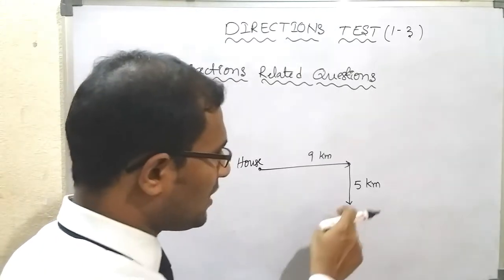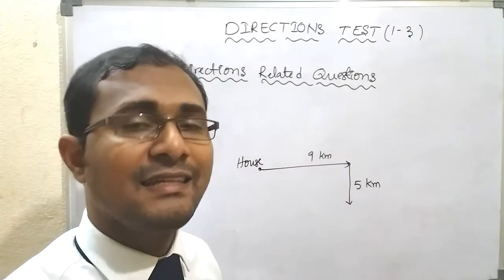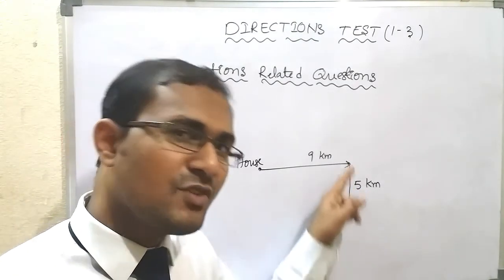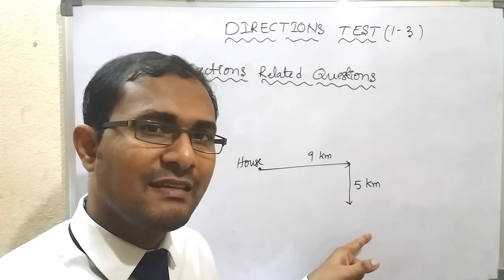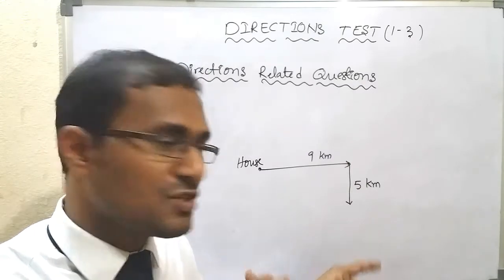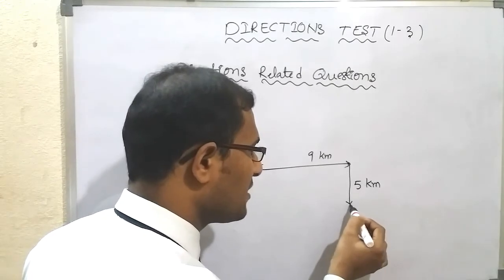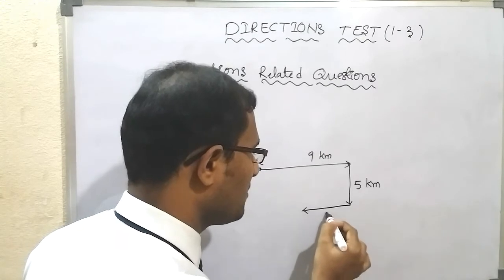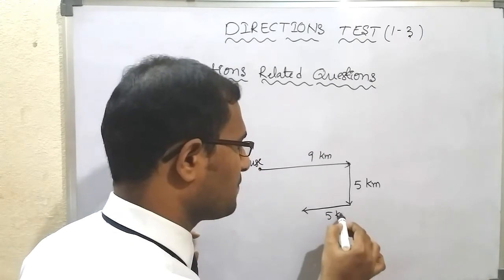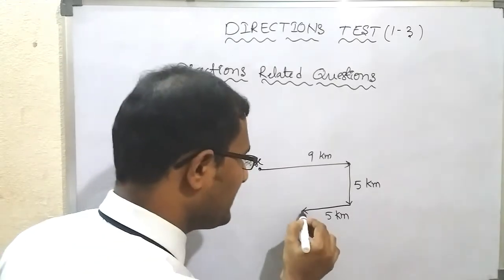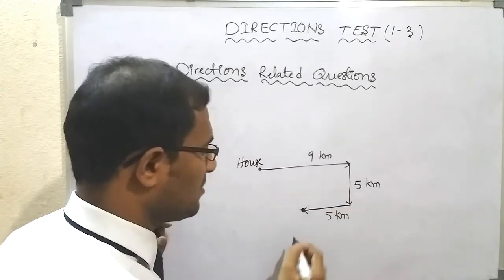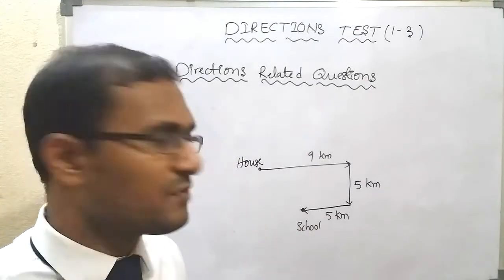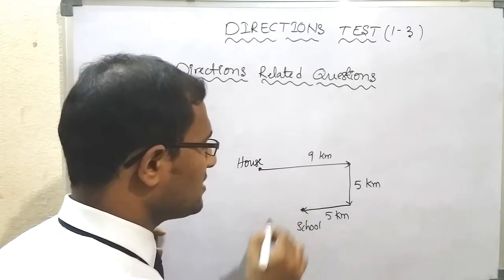After covering 5 kilometers, again he takes a right turn. Now for the person who is moving in the south direction, what would be the right turn? Obviously towards the west direction. After taking a right turn he covers 5 kilometers again, and finally he reaches maybe his school, or any one particular point. So this is the house and this is the school.